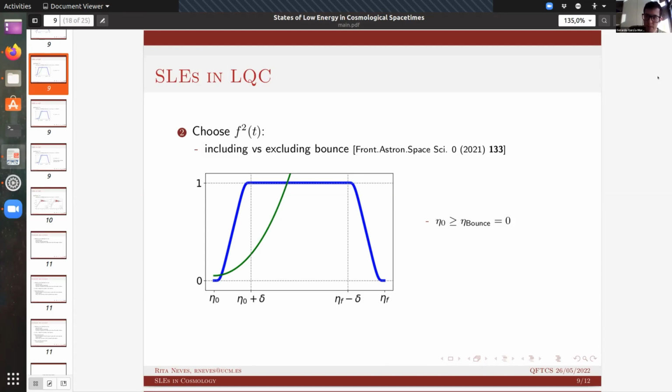The power spectrum at the end of inflation washes some effects out, so the effects on the power spectrum tend to be less enhanced.